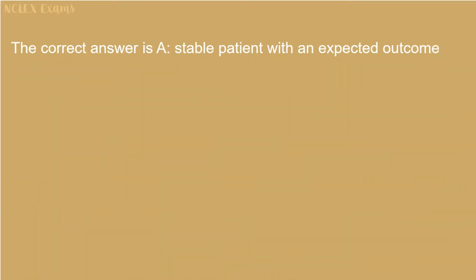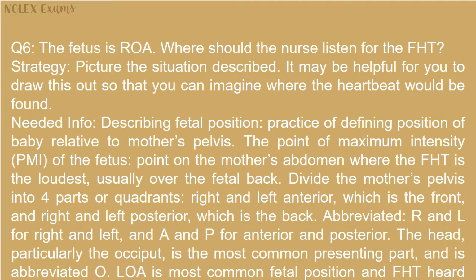The correct answer is A. Stable patient with an expected outcome. Question 6. The fetus is ROA. Where should the nurse listen for the FHT? Strategy: picture the situation described. It may be helpful for you to draw this out so that you can imagine where the heartbeat would be found.